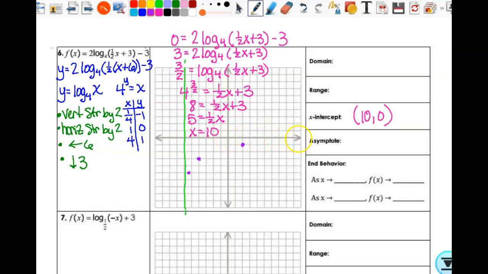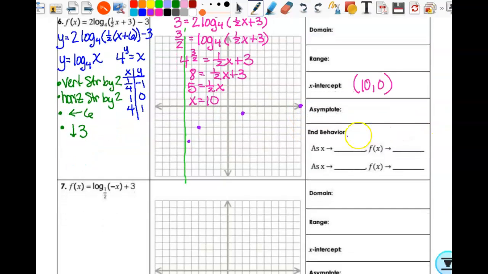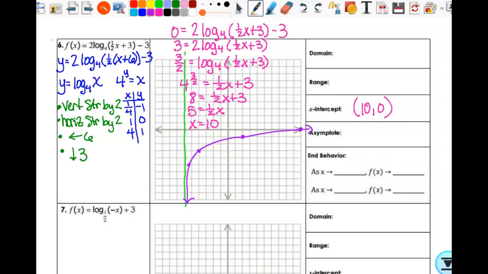So I can go over here to 10, 2, 4, 6, 10, 0. So I've got that point right there, then I can sketch this in. Looks something like that. Then my domain, where does my domain start? -6. So we're going from -6 to infinity. Range is still -infinity to infinity.